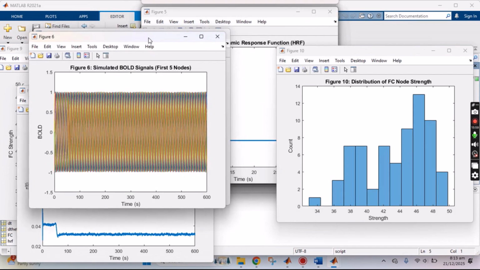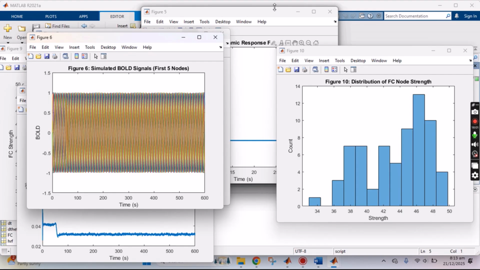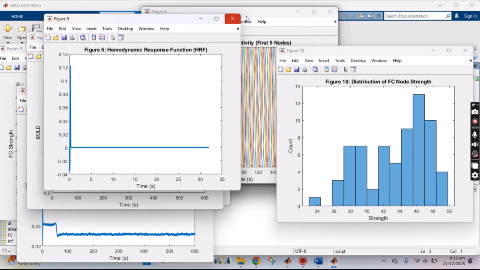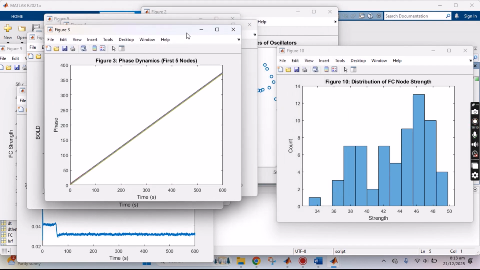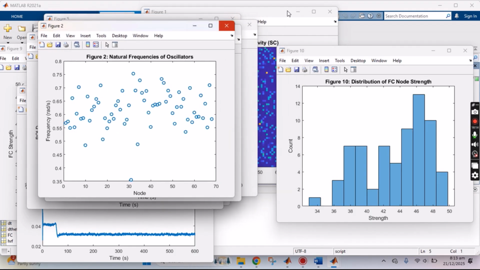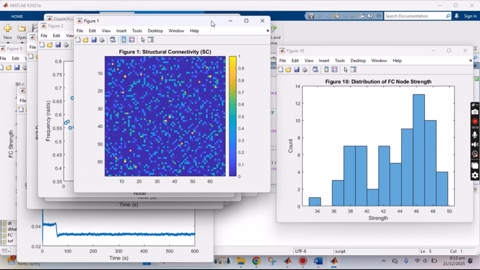Functional connectivity by Pearson correlation with the simulated BOLD signals, the hemodynamic response function, the neural activity, phase dynamics, natural frequencies of oscillators, and the structural connectivity. So all these results provide us our functional connectivity with the structural connectivity of brain function. You just need to run it and you will get the output results. Okay, thank you.